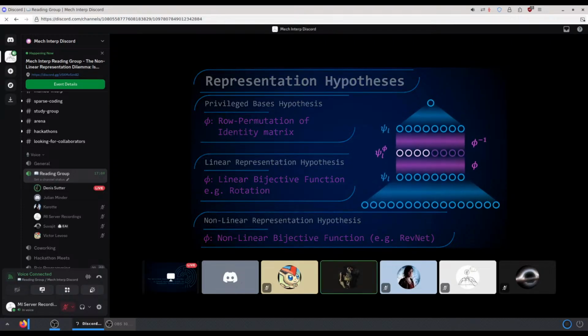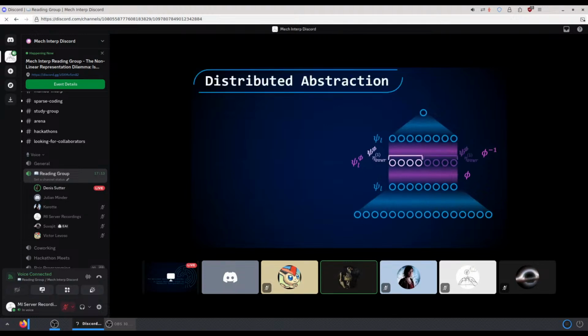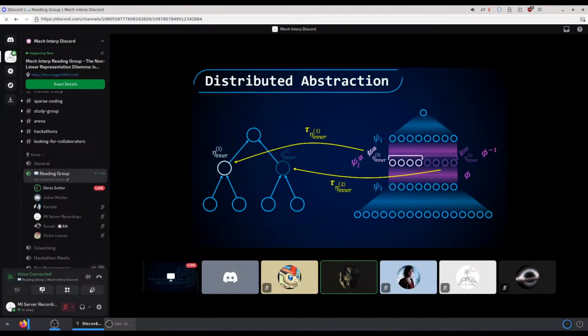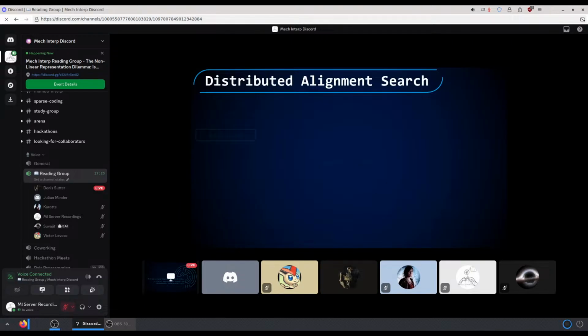Building on this, we introduce distributed abstraction, which is a strong tau abstraction in which the nodes of the causal graph are mapped to non-overlapping partitions of the latent space dimensions produced by the alignment map phi. So how do we find these distributed alignment maps in practice? The most prominent method is called distributed alignment search, or DAS for short.